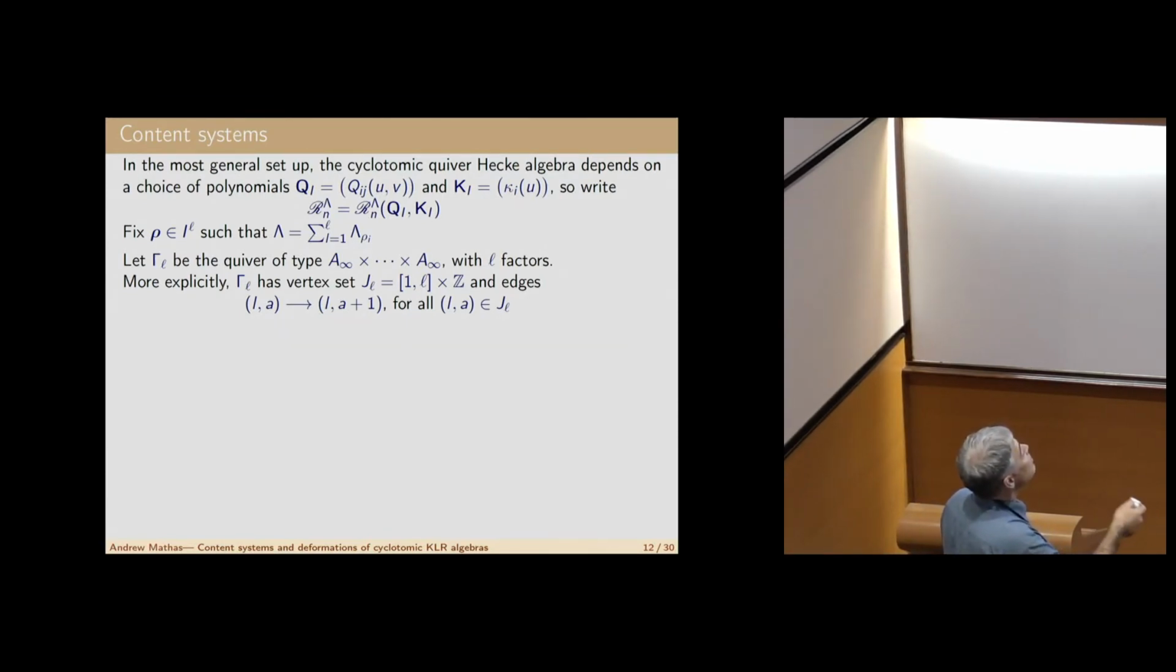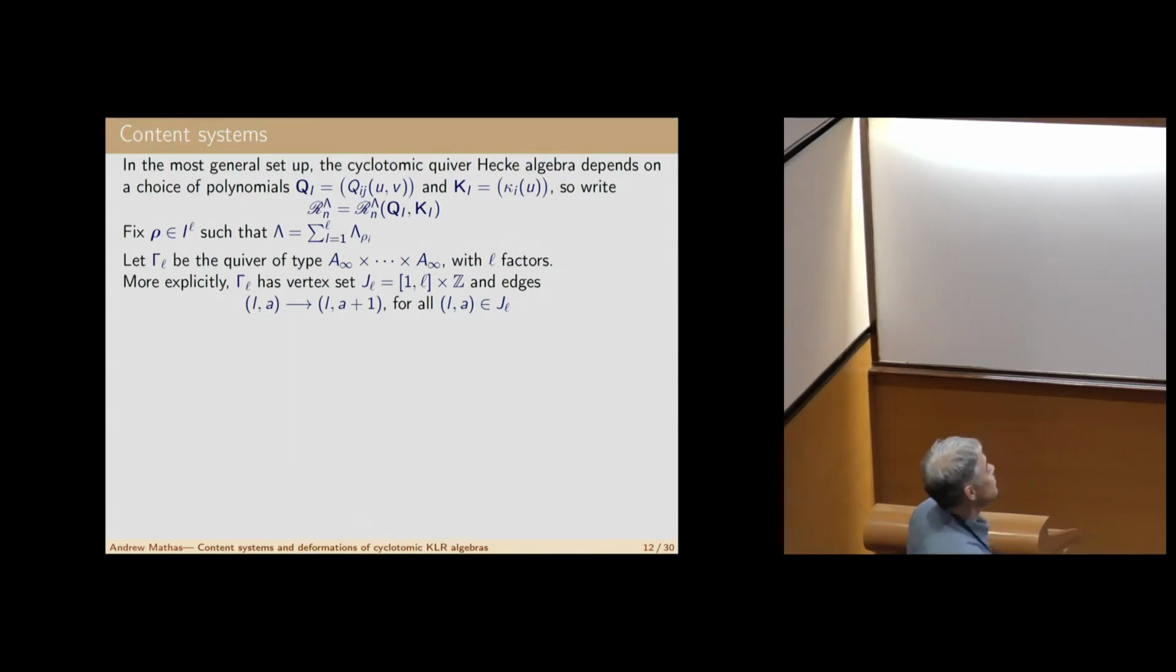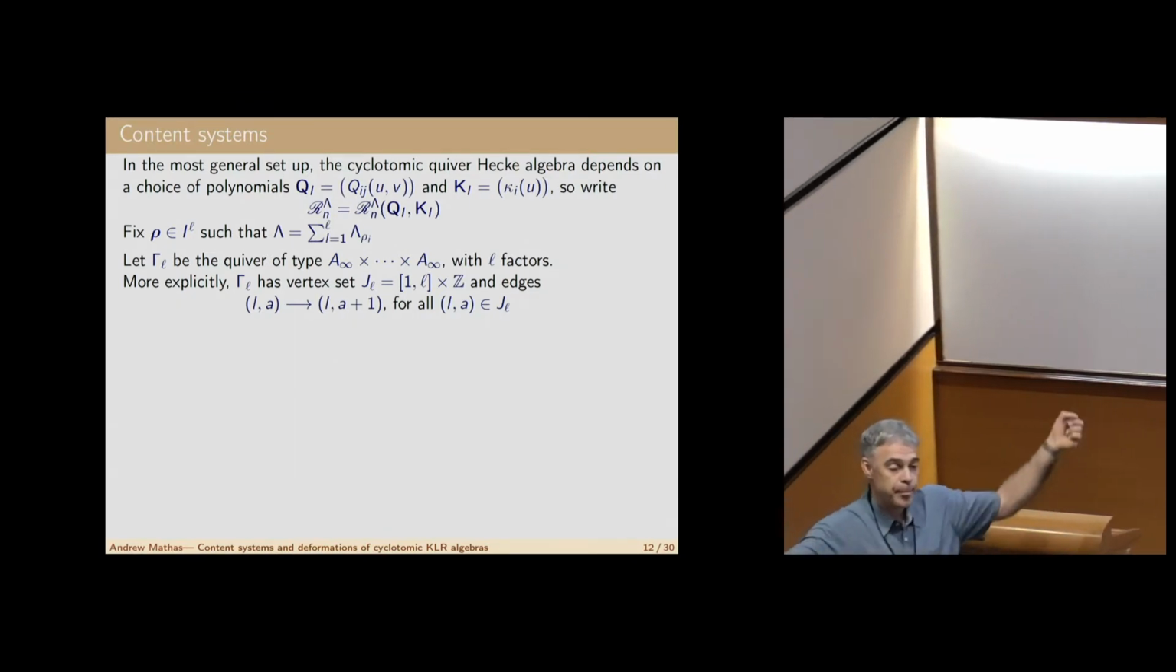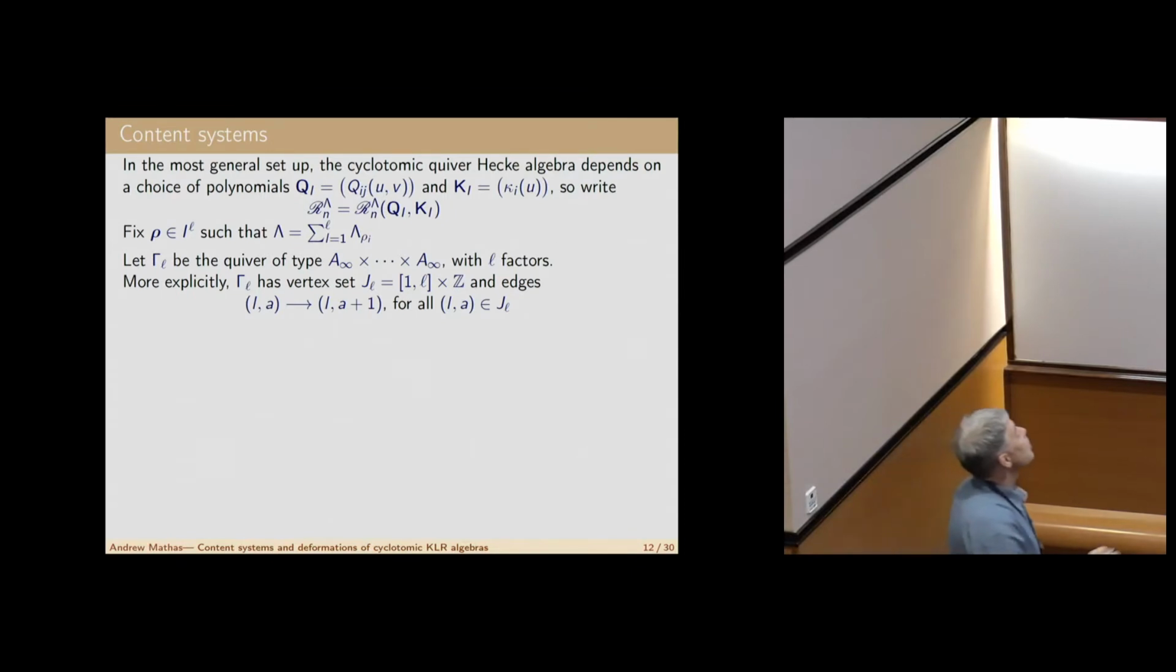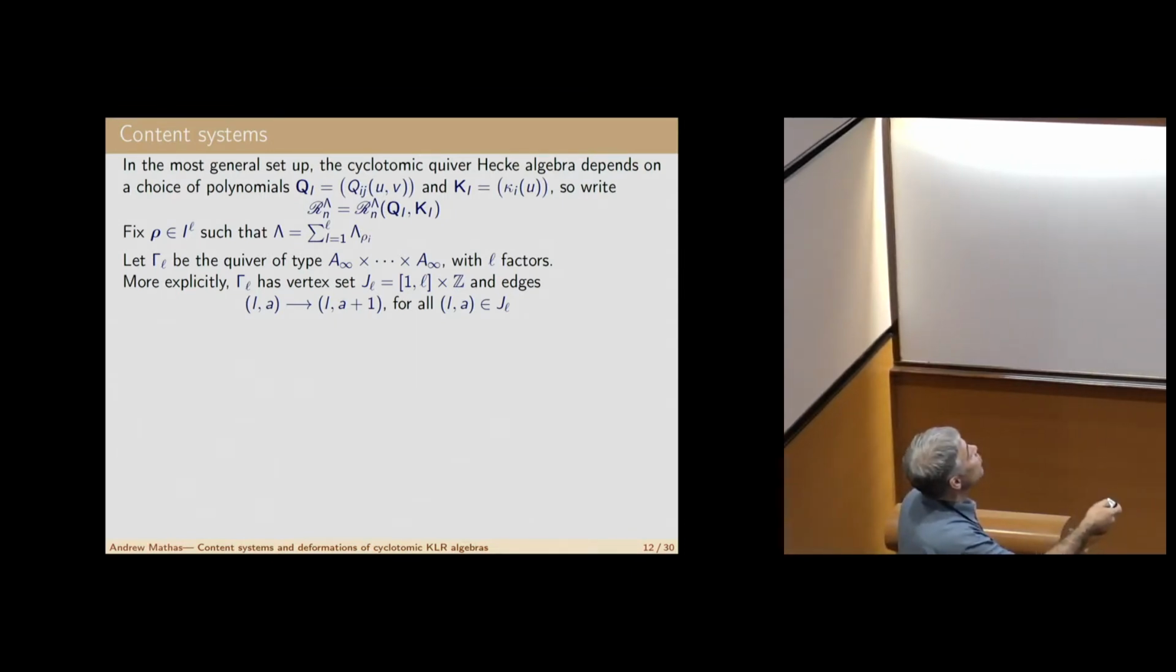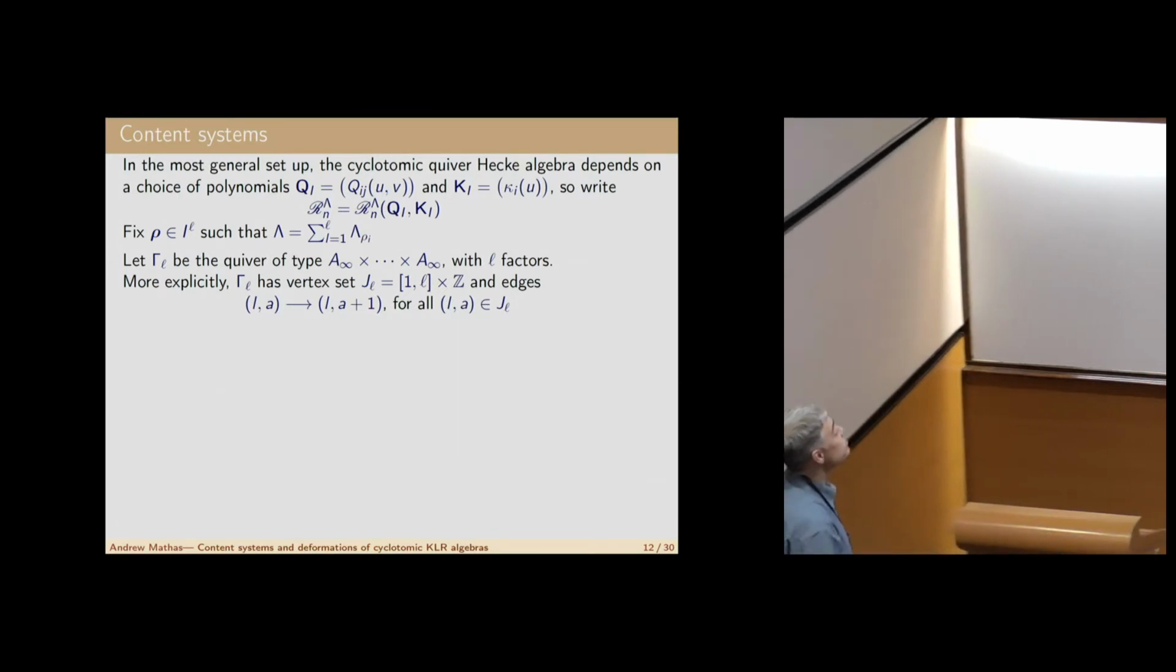So notationally, it's convenient to take a quiver, which is just a number of copies, L copies of the A infinity quiver. So A infinity is just the line Z. Okay, so I'm taking L copies of Z, where L is the level of my dominant weight lambda. So explicitly, this has vertex set just given by 1 up to L cross Z, and I just have edges from (l, a) to (l, a plus 1). That's the 1 plus 1 orientation.